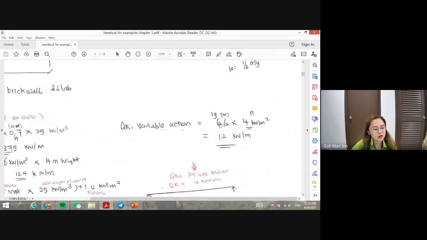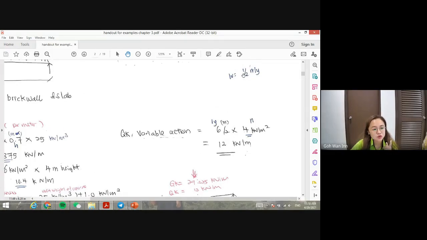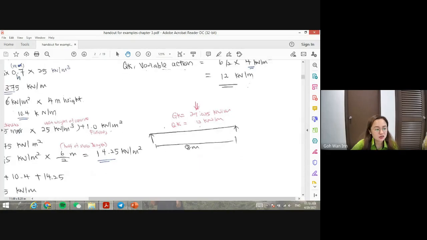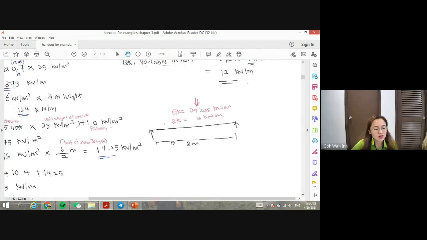Now the variable action is Ly over 2, because it's taking half, because it's one way. This is for one way, because W is 1 over 2 n Ly. So Ly over 2 times the n. n is the value from the Qk, 4. So you get 12.